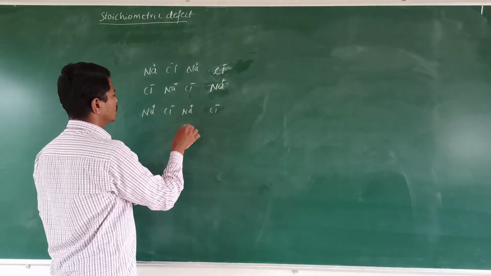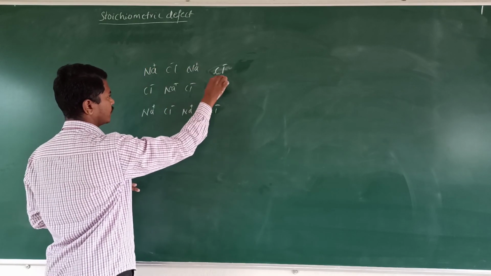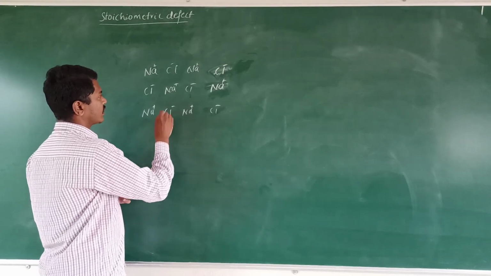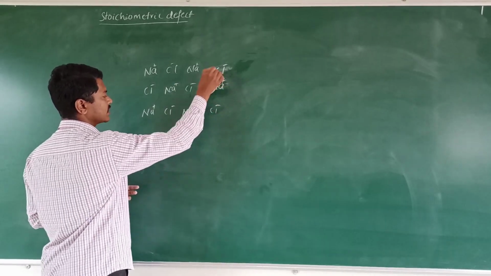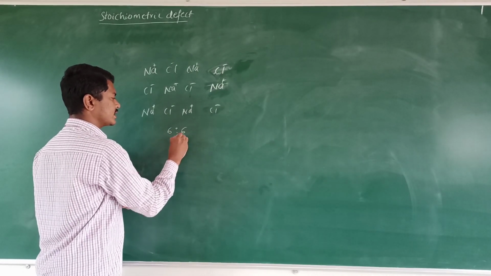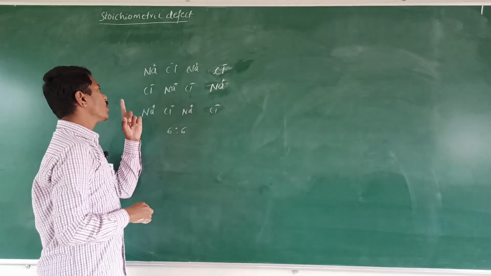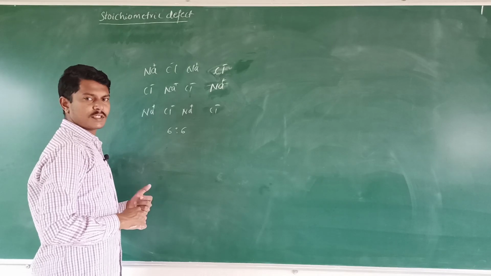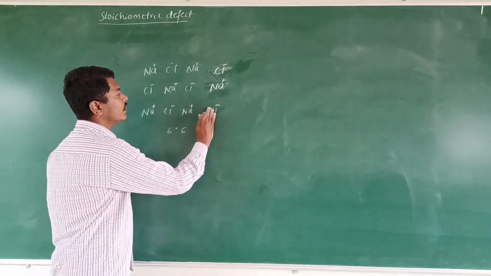Means how many sodium atoms are there? 1, 2, 3, 4, 5, 6. Same, how many chlorine atoms are there? 1, 2, 3, 4, 5, 6. 6 ratio 6. This is the stoichiometry. Means 1 sodium to 1 chlorine, isn't it? This is the stoichiometry.